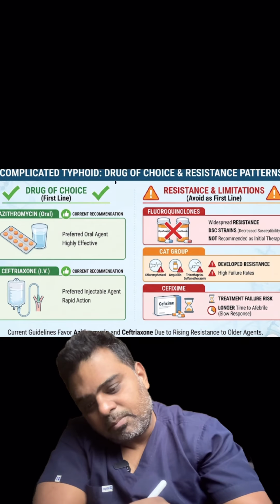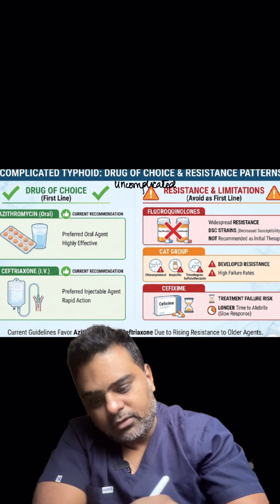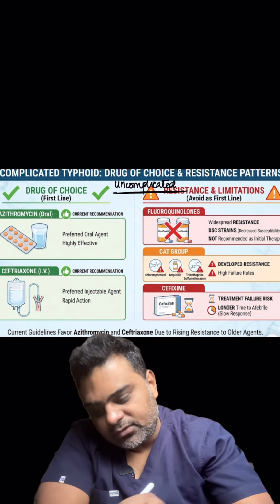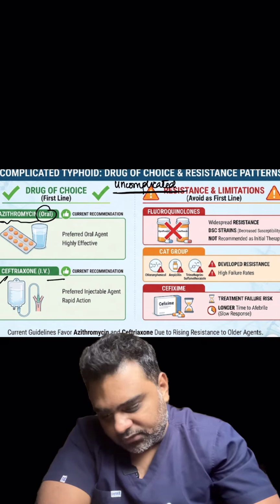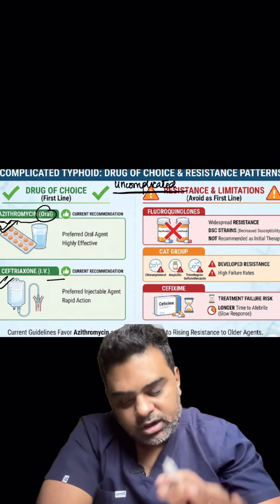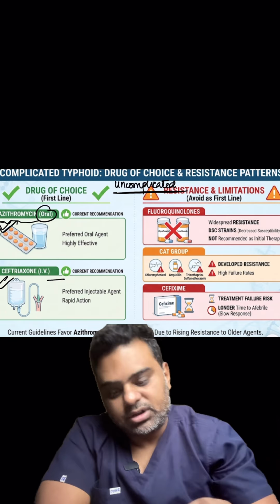Now in uncomplicated typhoid, what will be the drug of choice? Drug of choice, if you have to give oral, it is azithromycin, and if it is IV, you have to give ceftriaxone. What drugs you don't have to give, which are frequently prescribed by the doctors, are fluoroquinolones.